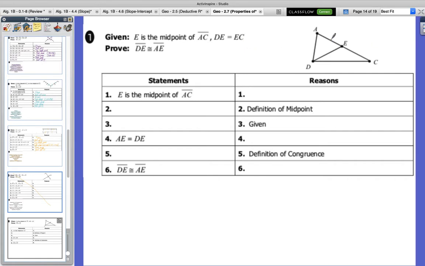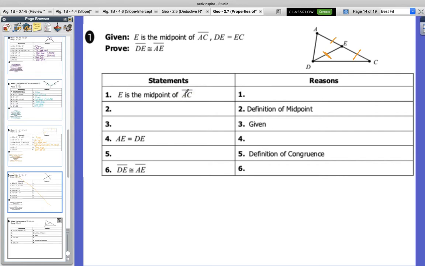E is the midpoint of AC. Well, we know it's going to mean that those two are congruent. And we're also told that segment DE has an equal measure to segment EC. Well, segment EC already has 1 mark on it, so segment DE can just match that with 1 mark. That can help us out later as we get to our table.